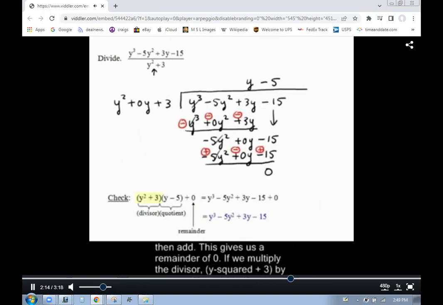If we multiply the divisor, y squared plus 3, by the quotient y minus 5, and add a 0 remainder, we should get the dividend. Y squared times y is y cubed. Y squared times negative 5 is negative 5y squared. 3 times y is 3y. And 3 times negative 5 is negative 15. Adding 0 doesn't change anything, and we see that this product equals the original dividend.